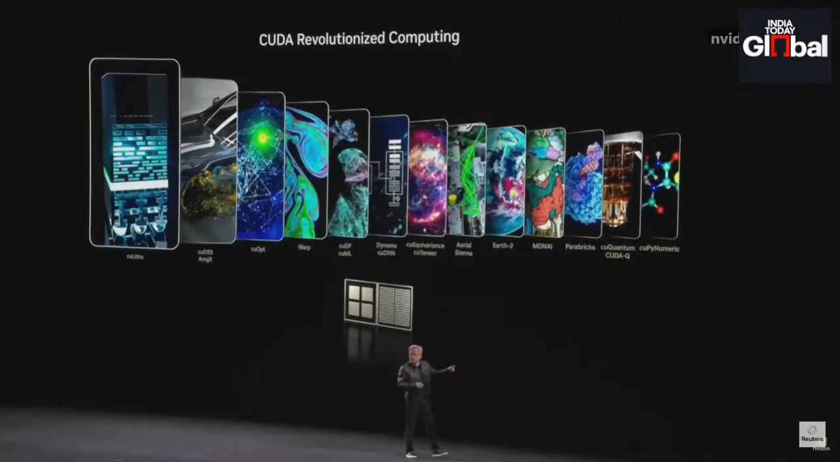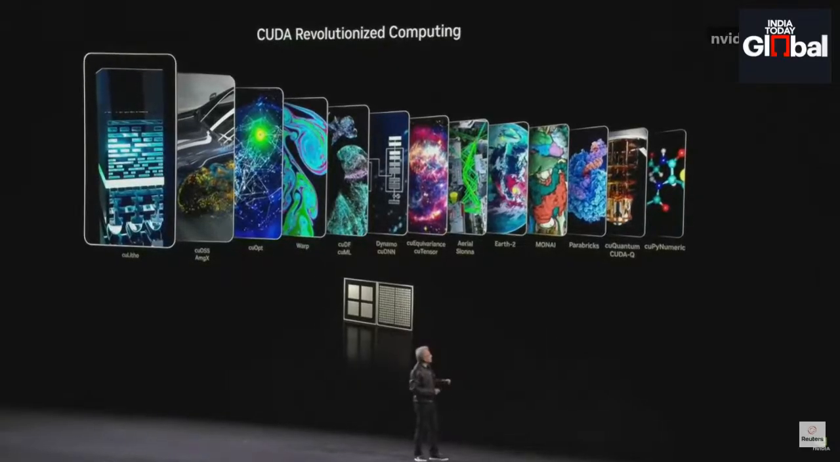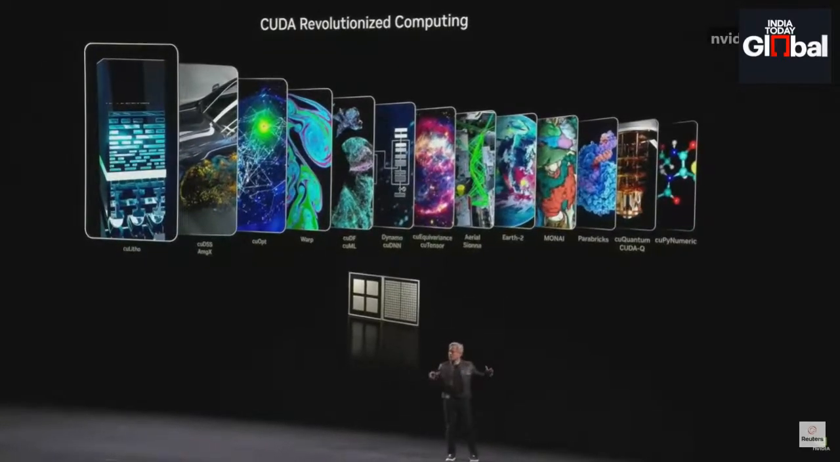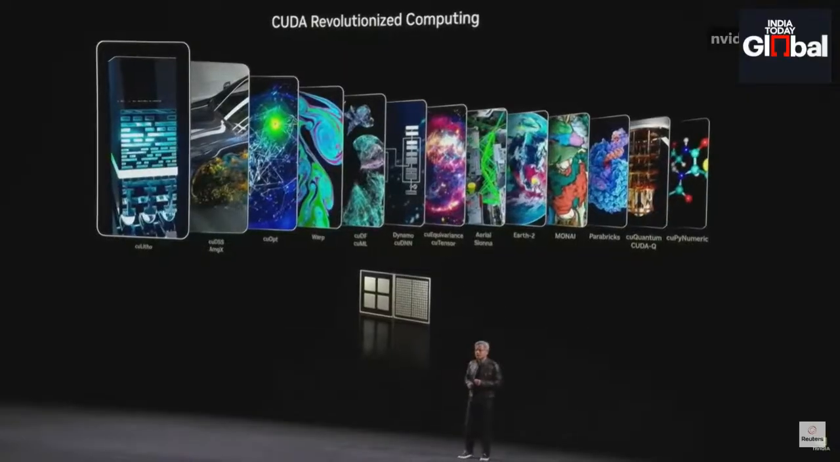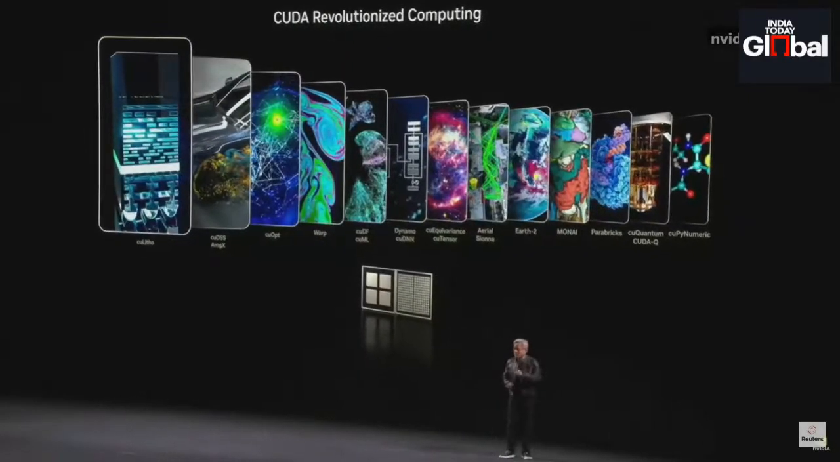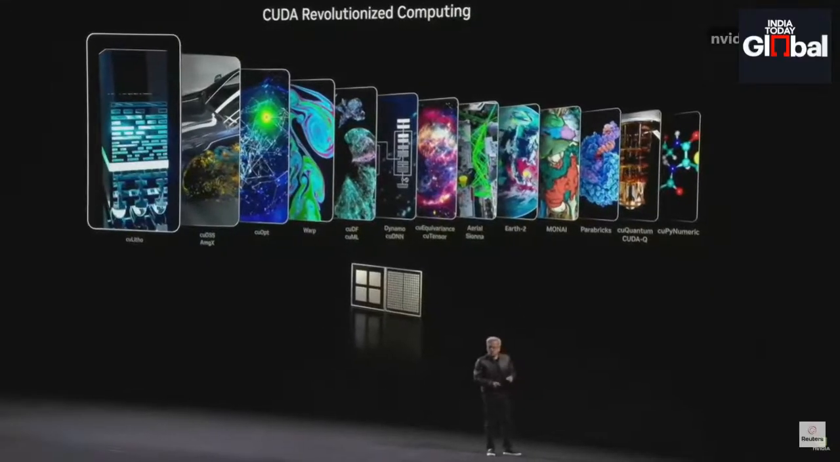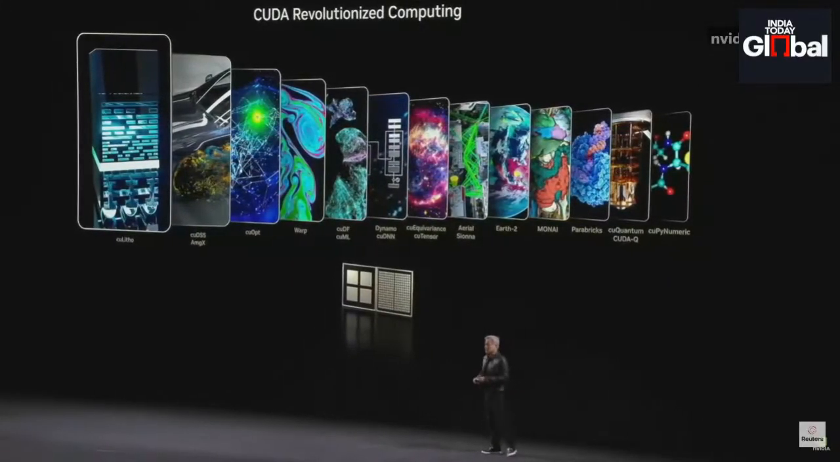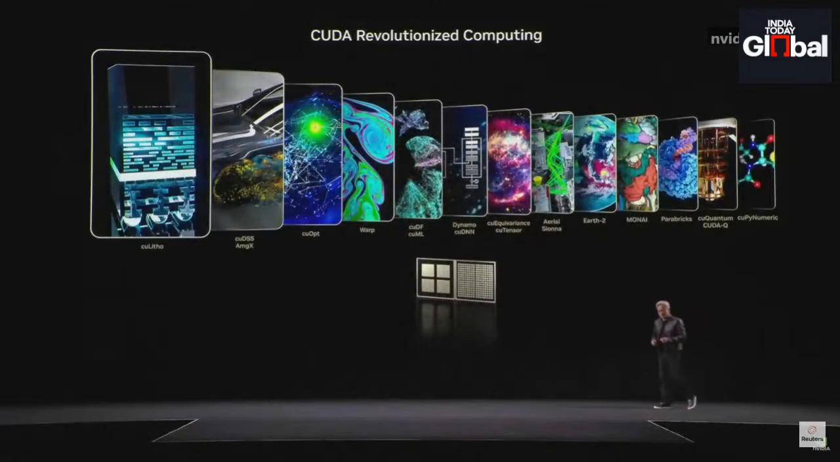MONAI, our framework for medical imaging, incredibly popular. Parabricks, our solver for genomics analysis, incredibly successful. cuQuantum, CUDA-Q, I'll talk about in just a second, for quantum computing, and cuPyNumeric, acceleration for NumPy and SciPy. As you can see, these are just a few examples of libraries. There are 400 others. Each one of them accelerates a domain of application. Each one of them opens up new opportunities.